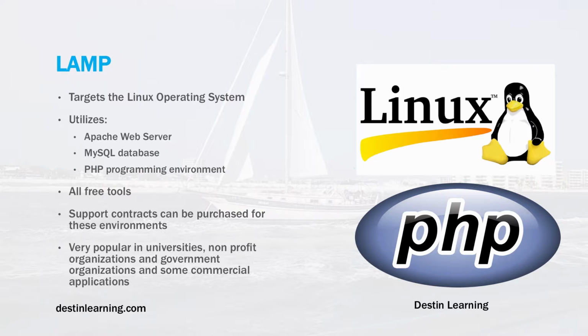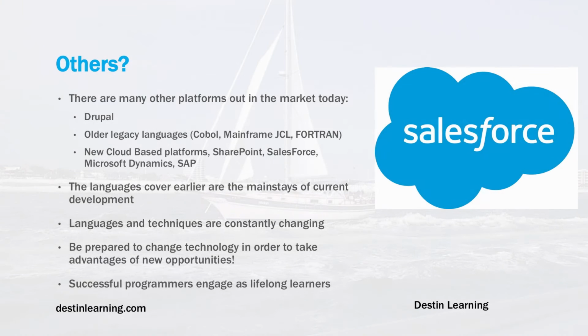This software is very popular in university environments, nonprofit organizations, government organizations, and also some commercial applications. The free licensing cost is very popular for many organizations who choose to implement this software. There are also many other platforms out on the market today. These include languages such as Drupal, older legacy languages such as COBOL, and new cloud-based platforms such as Salesforce.com and Microsoft Dynamics. However, the languages I covered earlier constitute the majority of the software development market today.